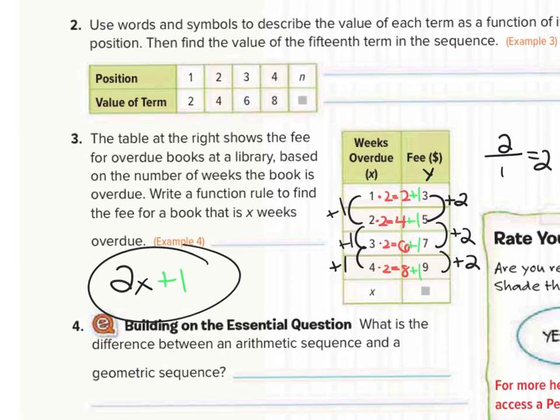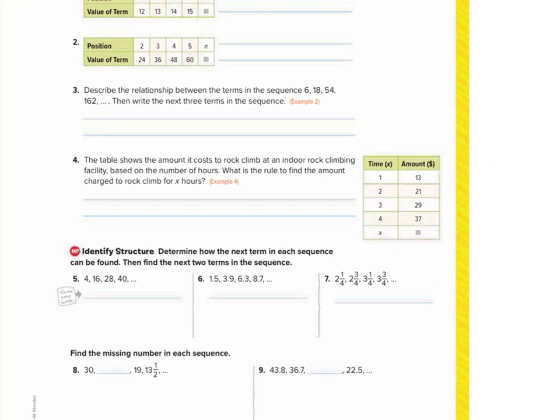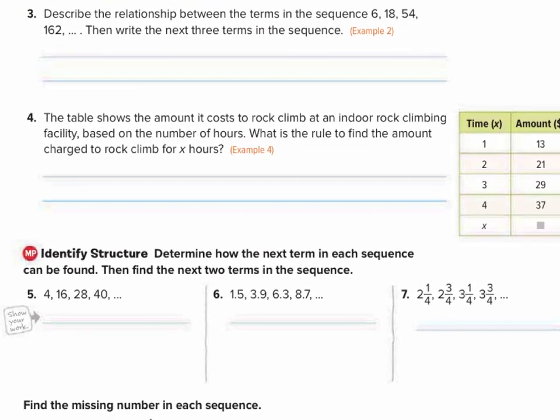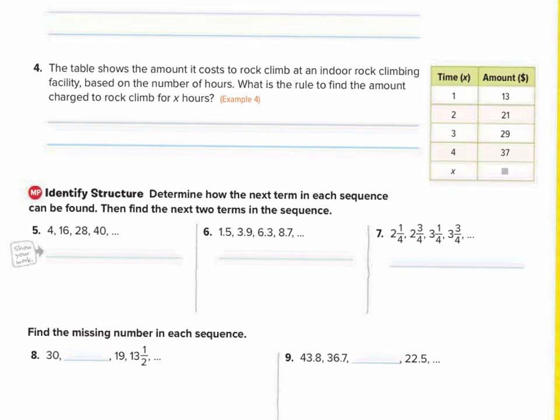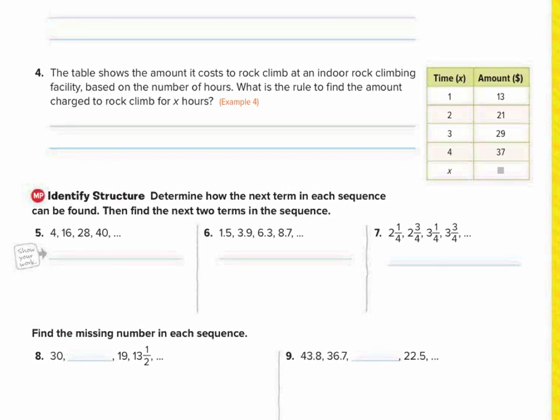Okay, we're going to go over to page 591, and we'll do one more like this, number 4. The table shows the amount it costs to rock climb at an indoor rock climbing facility based on the number of hours. What is the rule to find the amount charged to rock climb for x hours? So first we check if it's a one step. To get from our input to our output, we'd have to add 12 or multiply by 13. If we add 12 to 2, we'd get 14. If we multiply by 13, we'd get 26. So because none of those work, we know that this is going to be a two-step equation.